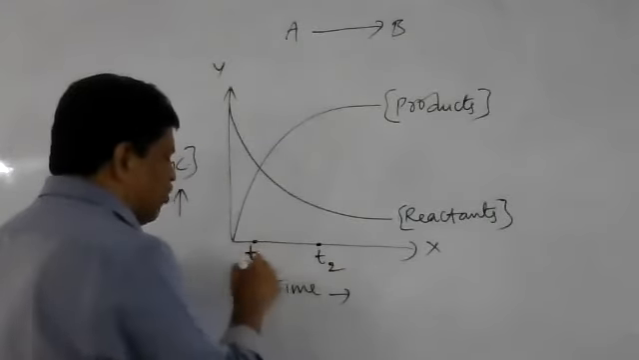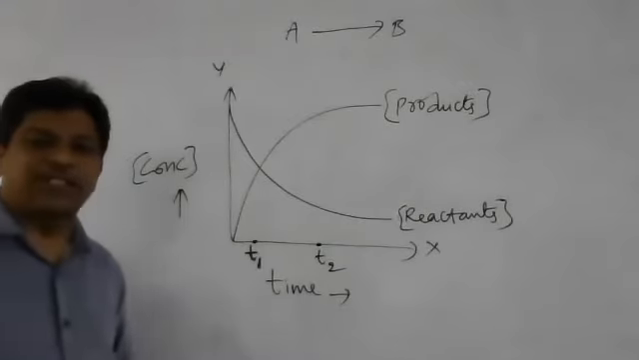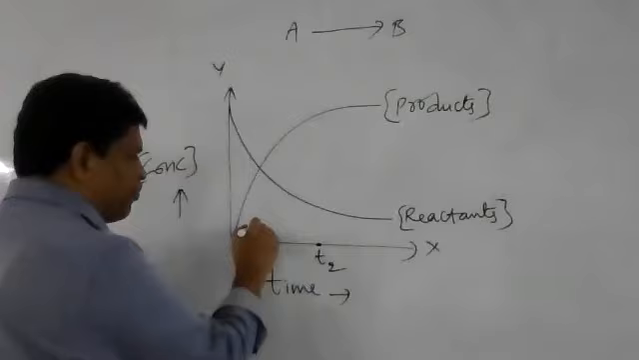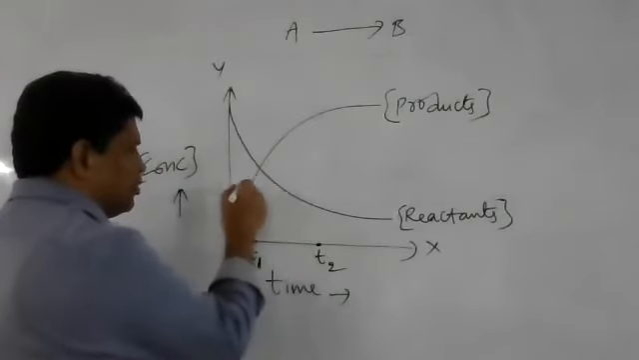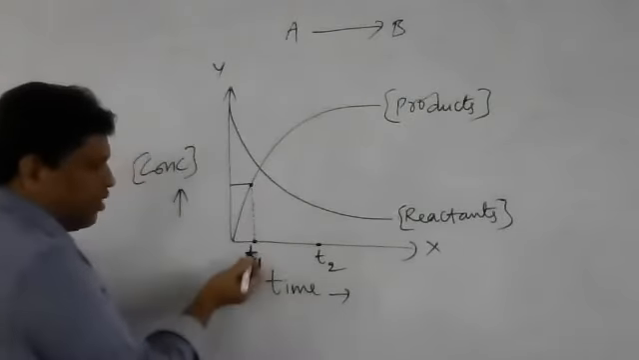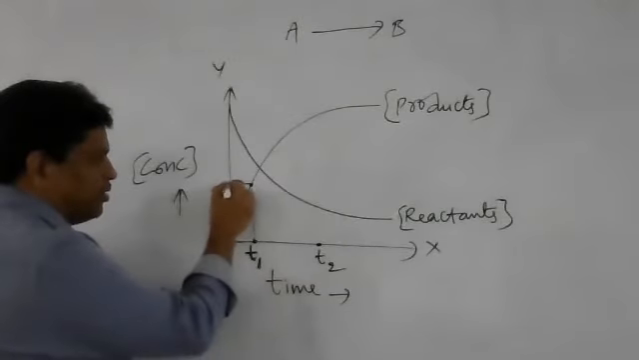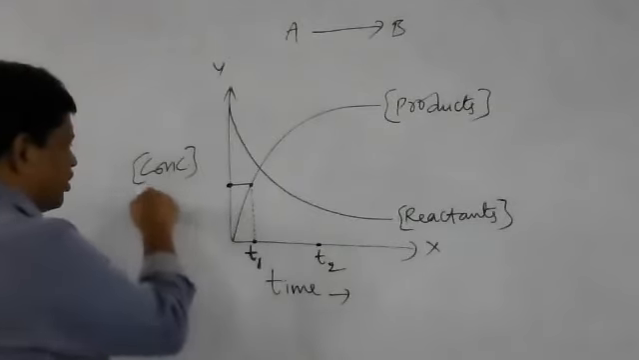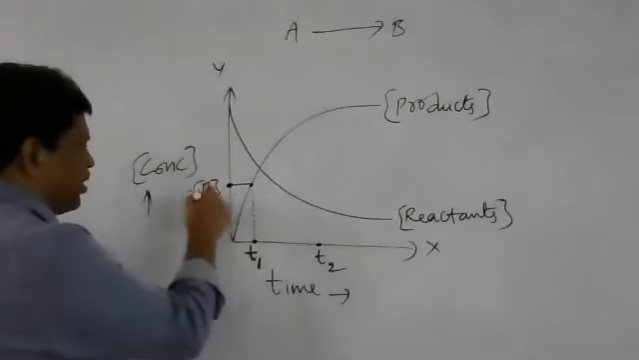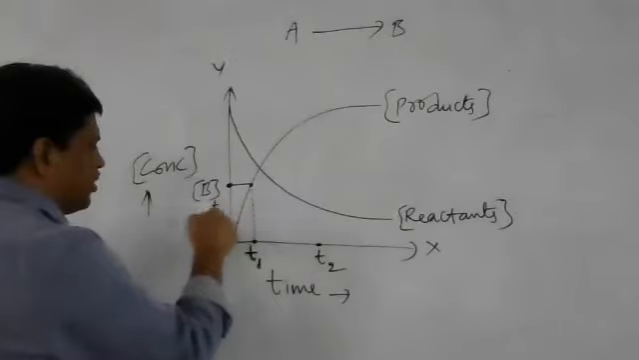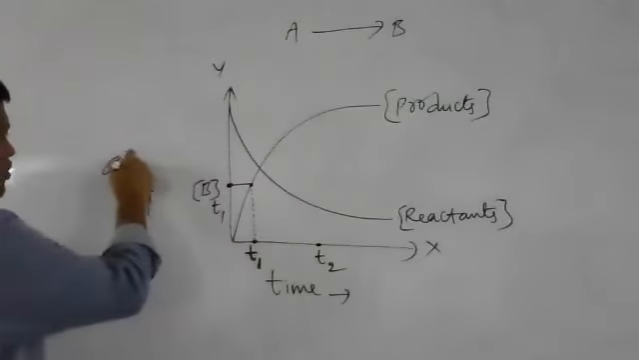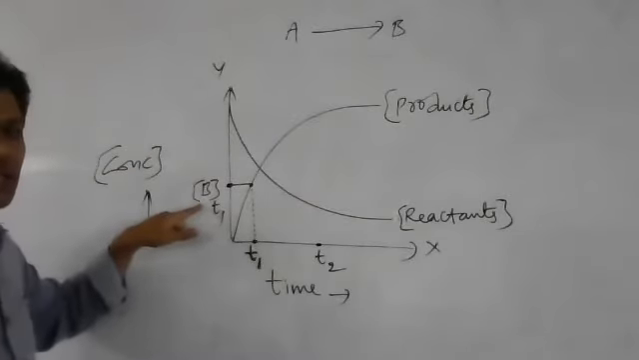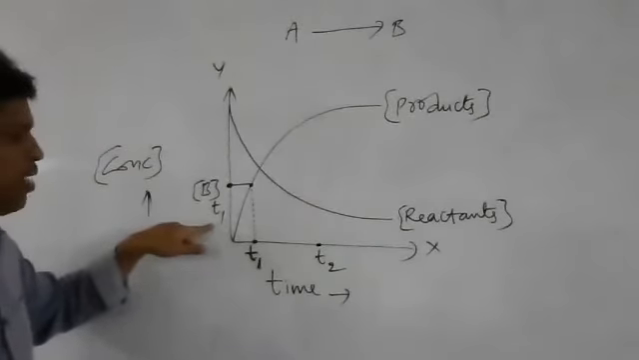At T1 time, what is the concentration of A and what is the concentration of B? We have to understand. Suppose at this time T1 here, this is the concentration of B, right? This is the concentration of B here. So the concentration of B at T1 time is this one here.